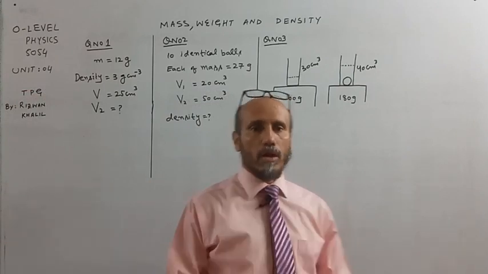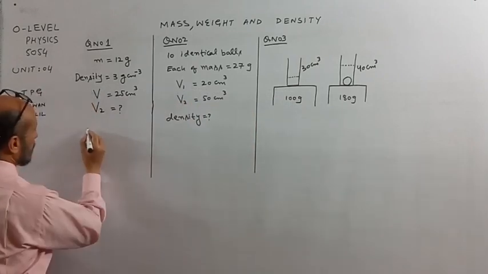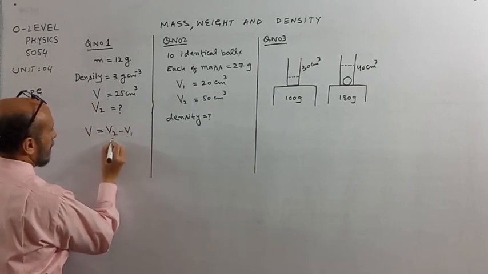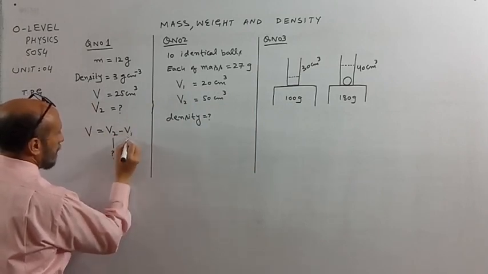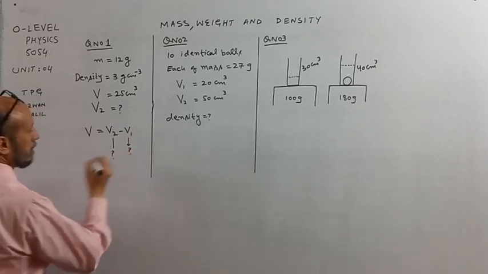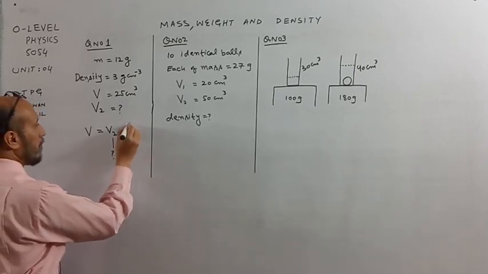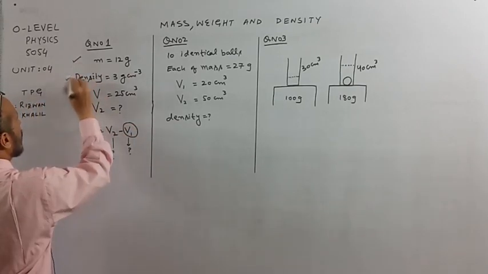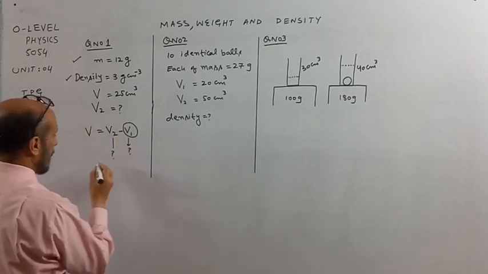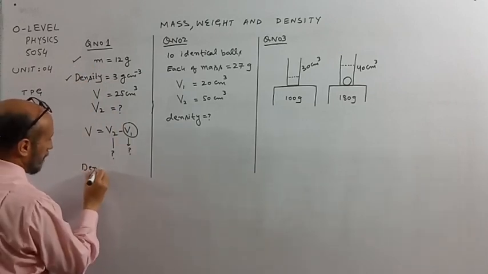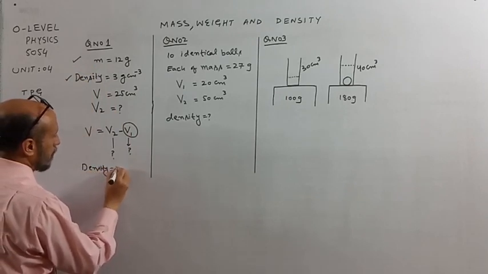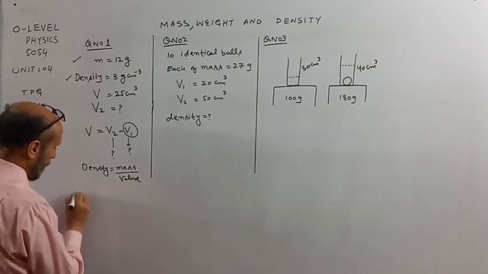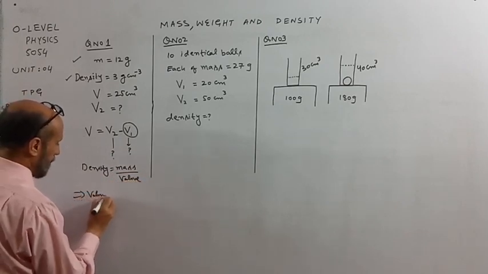We know that the formula to calculate the volume was V is equal to V2 minus V1. This was required, but this is missing as well, so we don't know the value of V1. Now we will find the volume using the other two values. What is the formula of density? Density is equal to mass over volume. From here we will make the formula of volume.